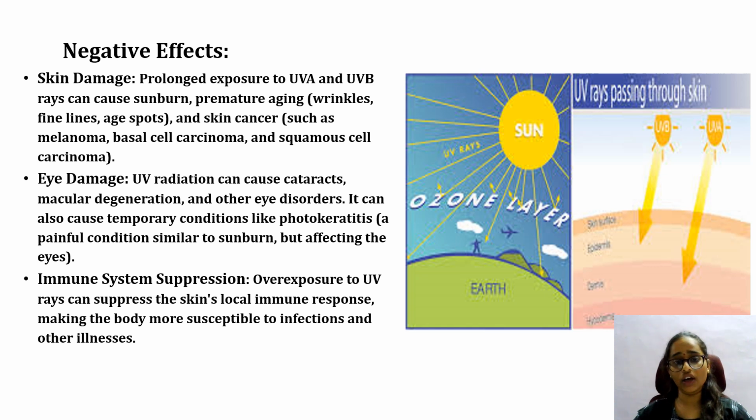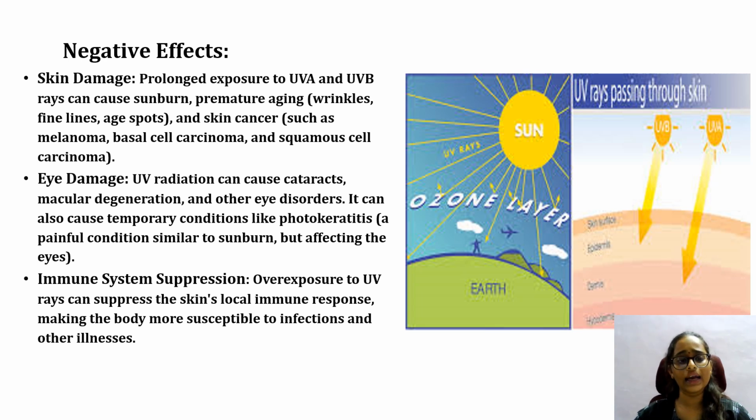These are the negative effects here: skin damage, eye damage, and immune system suppression. Skin damage is caused when the skin is exposed to UVA and UVB rays. The skin can burn, and premature wrinkles on the face, age spots, and skin cancers such as melanoma, basal cell carcinoma, and squamous cell carcinoma can develop.